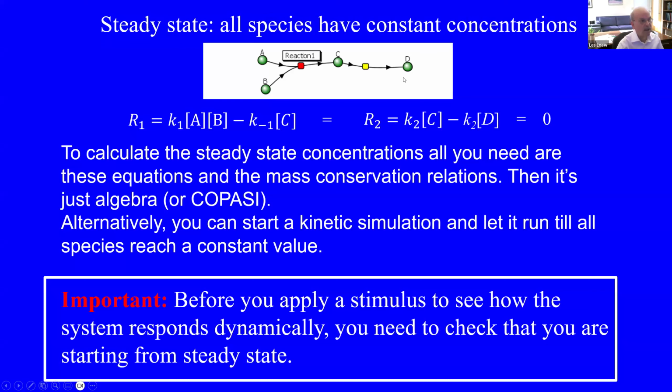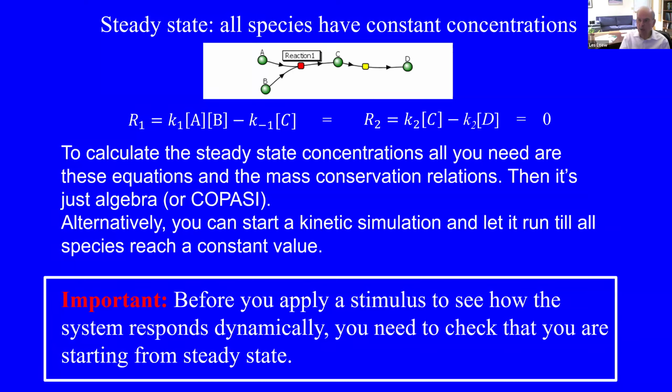And that can be simply done, as I said, by letting the system run for long enough so that it reaches a constant value for all of the molecules. And then you can just use that steady state as the initial concentrations for the virtual experiment where you apply the stimulation. Everyone follow that? Any questions on that issue?